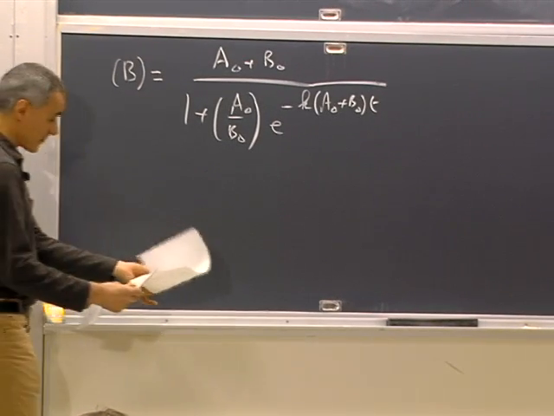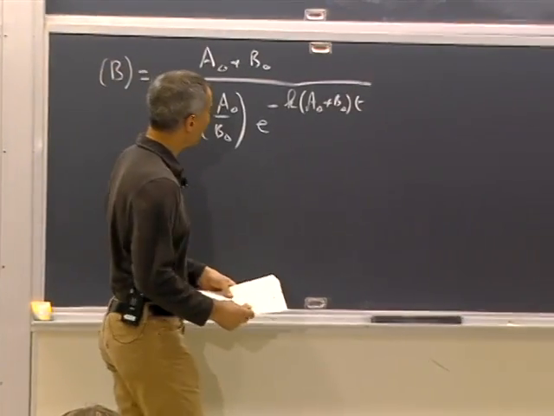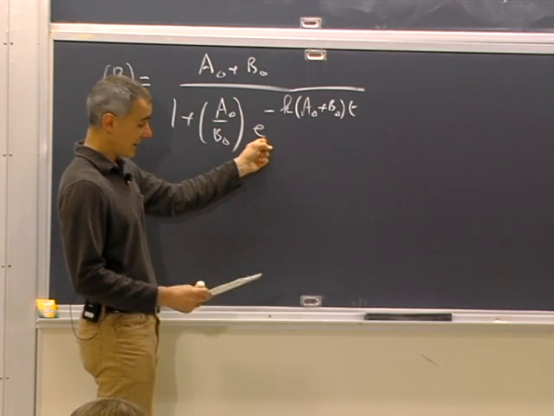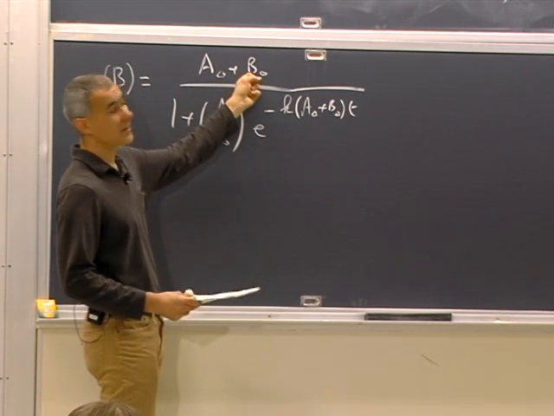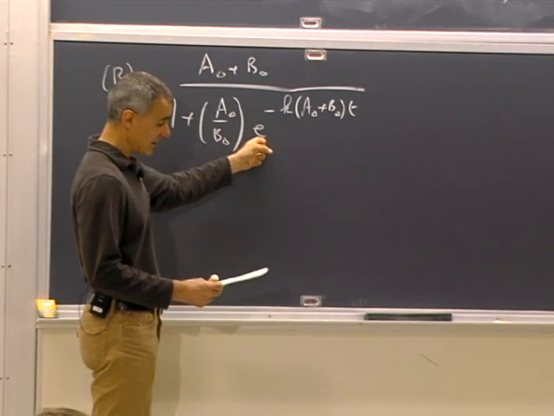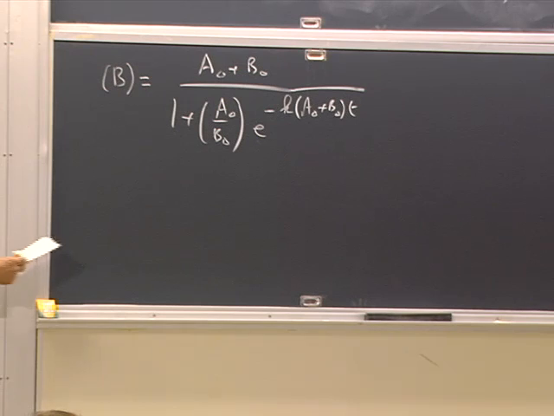That's where the time dependence comes in. And clearly at t equals infinity, this goes to 0. So you have B is A naught plus B naught. Everything goes to the product. At t equals 0, this is equal to 1. And B is equal to just B naught.